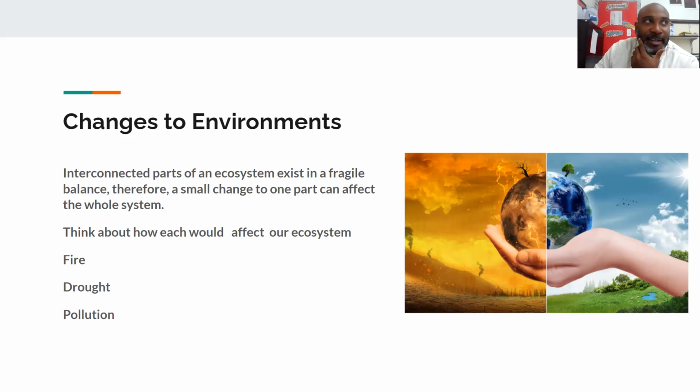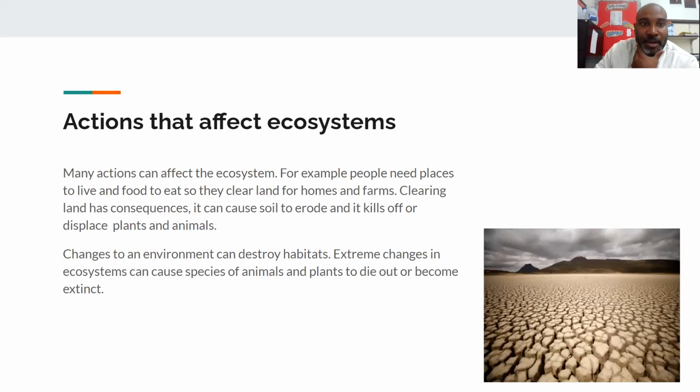If you stated that a lot of the vegetation, trees, plants, and even animals could be destroyed or killed because of that fire, you're correct. And that would have a profound effect on your ecosystem. It could even affect you, displace you. You'd have to move and find another ecosystem.